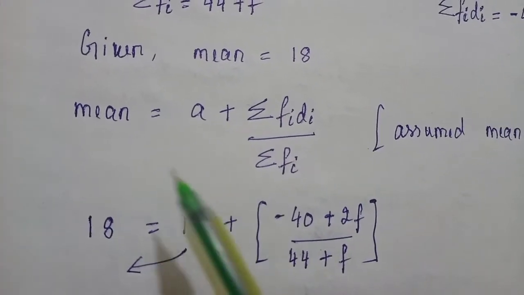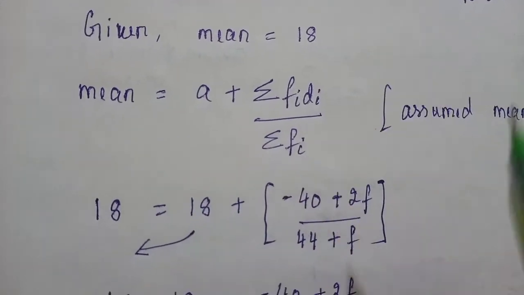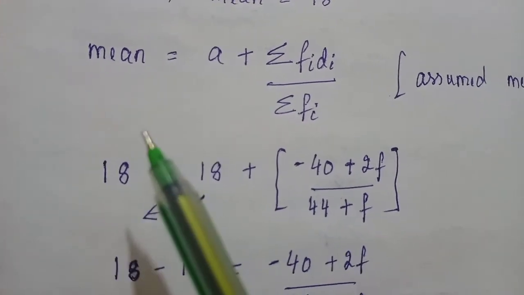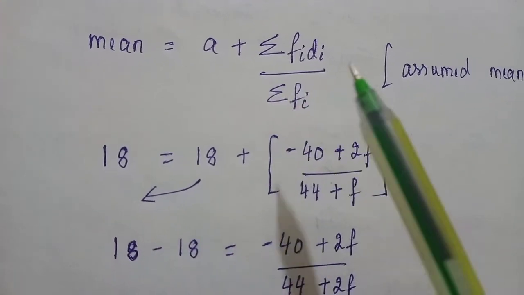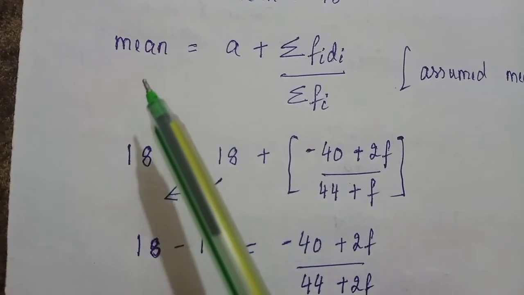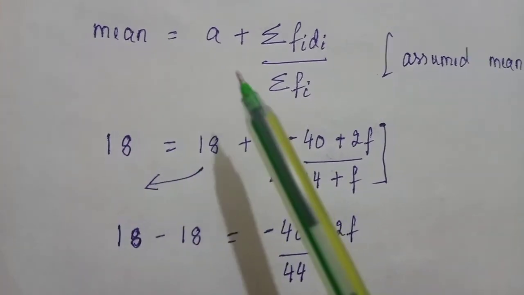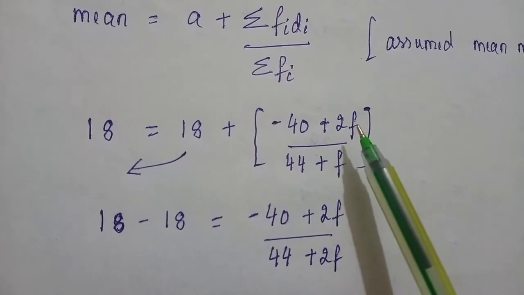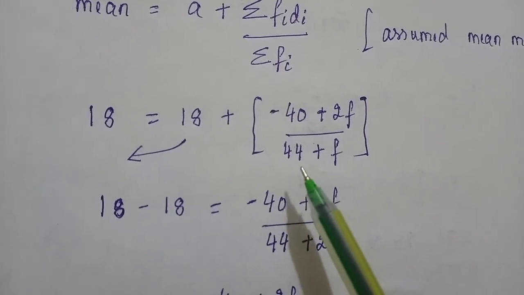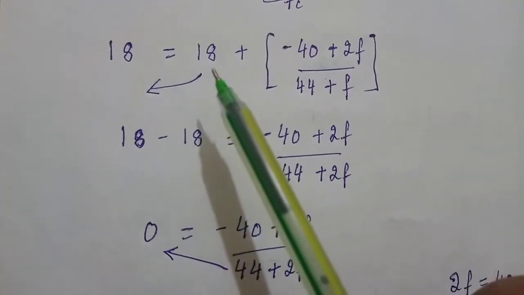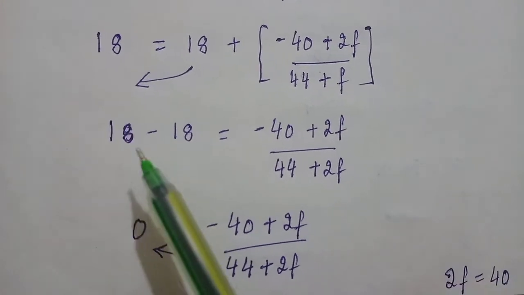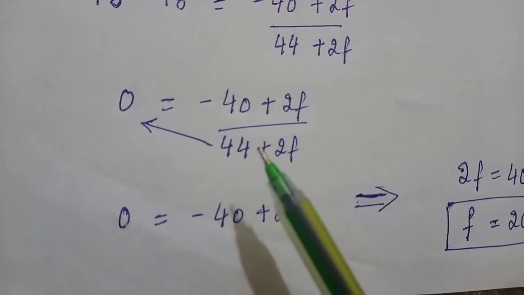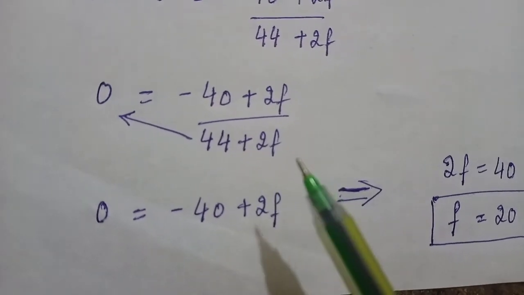And the mean, what he has already given, mean equals 18. As we are doing the assumed mean method, what is the formula? Mean equals a plus summation of fi di divided by summation of fi. What is the mean given in the question? 18, and a is 18, plus fi di is minus 40 plus 2f, and summation of fi is 44 plus f. Bring this 18 to the left side, becomes 18 minus 18, 0. So 0 equals minus 40 plus 2f divided by 44 plus f.